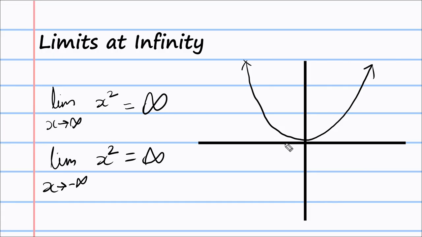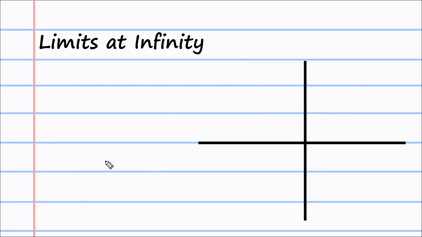Because even as you let x get closer and closer to negative infinity, that value squared just becomes a positive number that's even greater. So that's the reason why the limit as x approaches infinity of x squared is infinity, and same thing, the limit as x approaches negative infinity of x squared is also infinity.